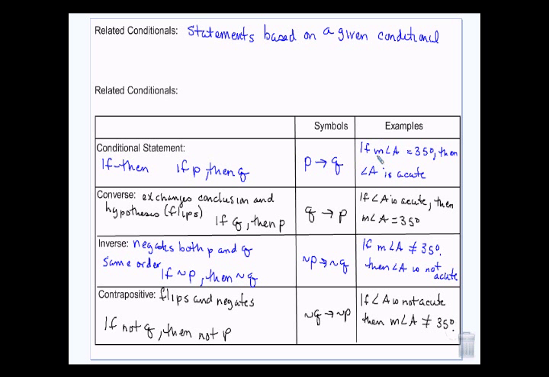So our original statement is if angle A is 35, then angle A is acute. Our converse flips those. So if angle A is acute, then it's 35 degrees. Inverse negates them. So if angle A is not 35 degrees, then it is not acute. And then contrapositive does both, flip and negate. So if it's not acute, then it's not 35.